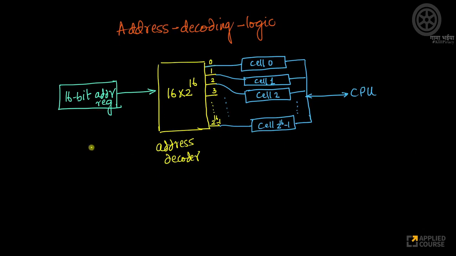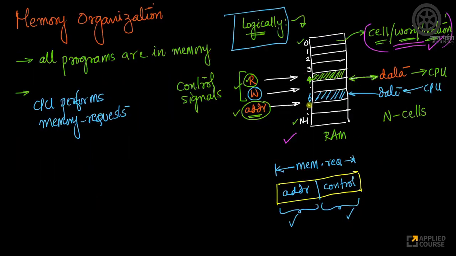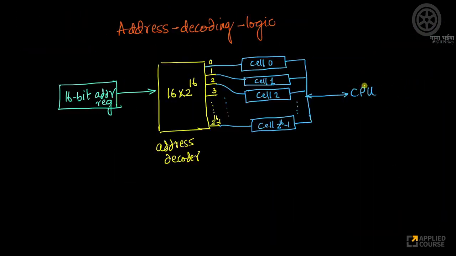Now, how does the whole address decoding work? Till now, what I've been telling you is, you give it an address, it gives you data. But how does the internal circuitry work? Okay, at a high level. So this is very, very interesting. You have something called a 16-bit address register. The CPU sends a 16-bit address, right?